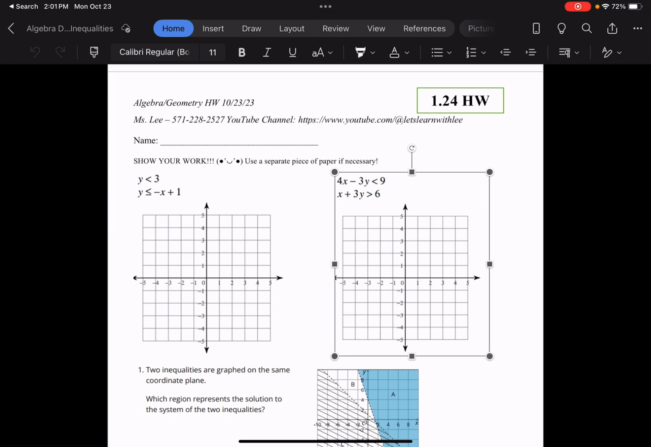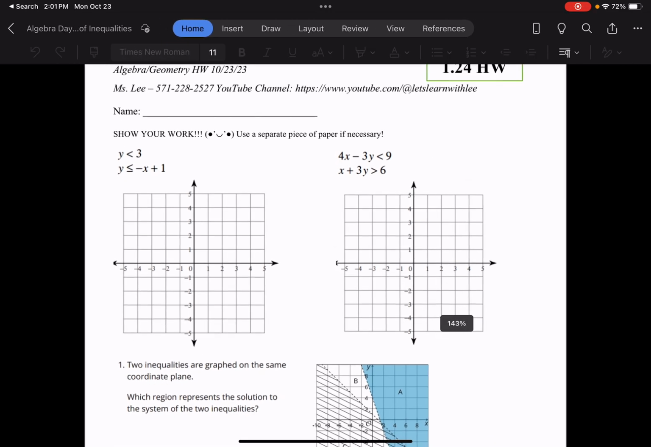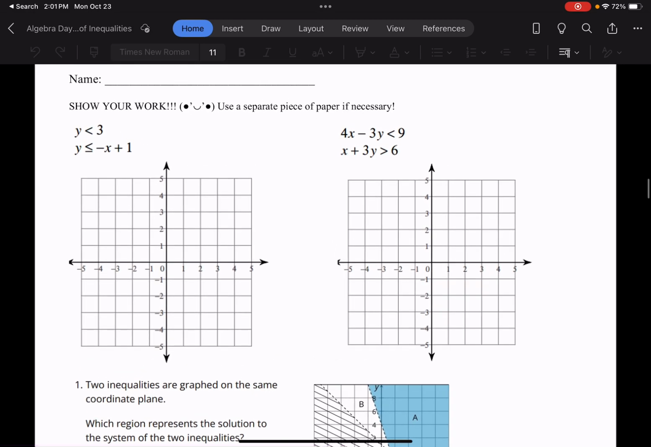Today we are looking at graphing systems of inequalities. So it looks like you all were doing a really good job with this today in class. Let's go ahead and take a look at today's homework. I'm going to do the homework first and then I'll go back to the classwork to go over it.